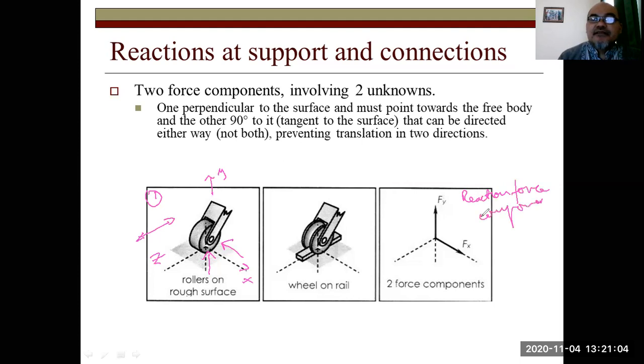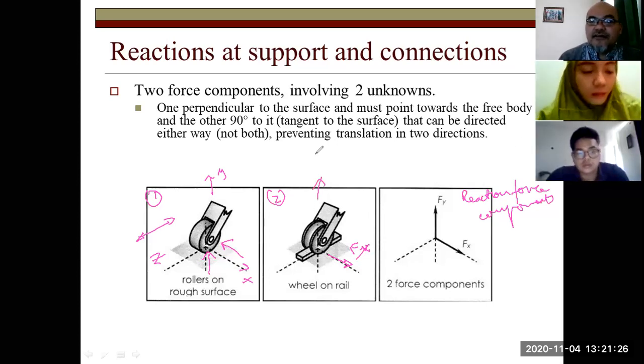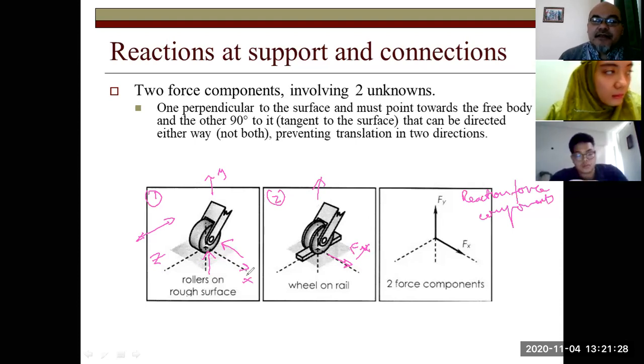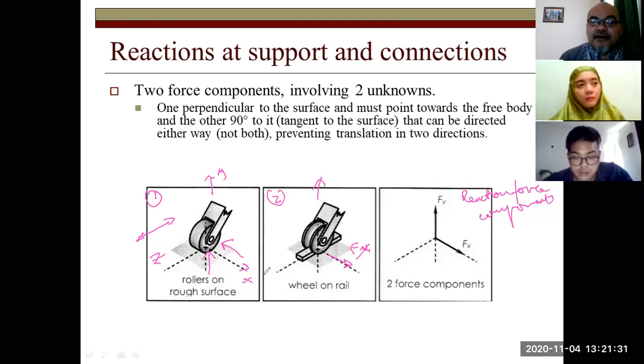Similar to the first case, the second case is a roller or a wheel on a rail. Here we know that it cannot move in the x direction, so there should be a reaction force in the x direction. There is also a reaction force in the z direction because it cannot move vertically downward towards the surface. But it can roll freely in this direction.